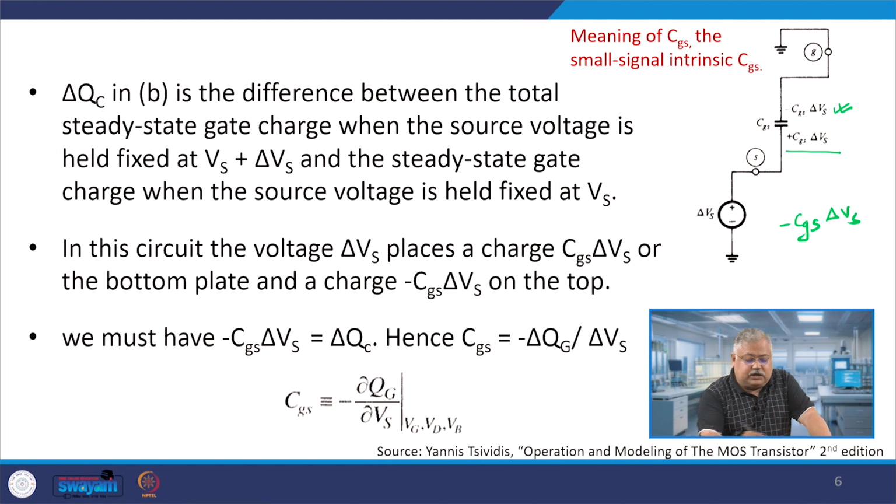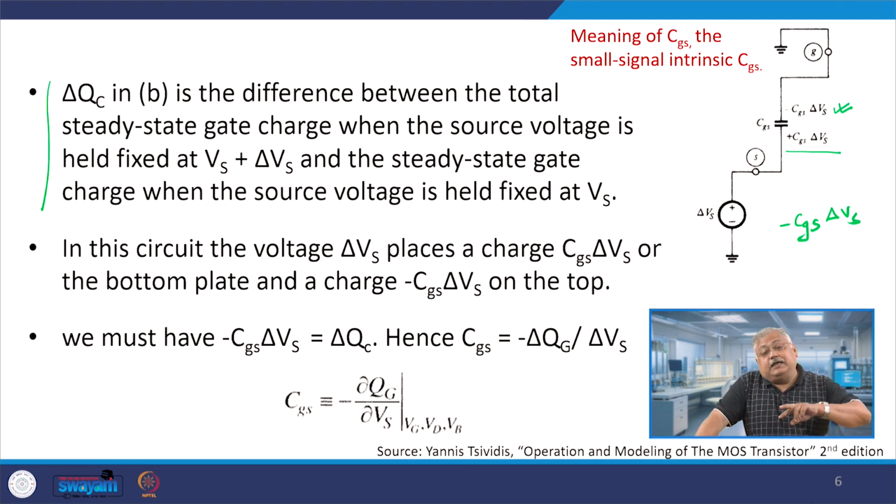So, if you look at the first part written here, at this expression, del QC is the difference between the total steady state gate charge when the source voltage is fixed at Vs plus del Vs, and the steady state charge when the source voltage is held at Vs. So, when your source voltage was held at Vs, you have charged something, say A, and when the voltage was increased to Vs plus del Vs, it has become B. So, A minus B is basically del QC or del QG, whatever you want to name it.